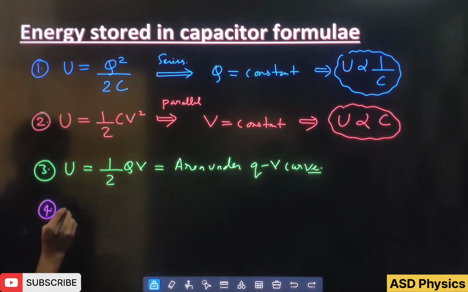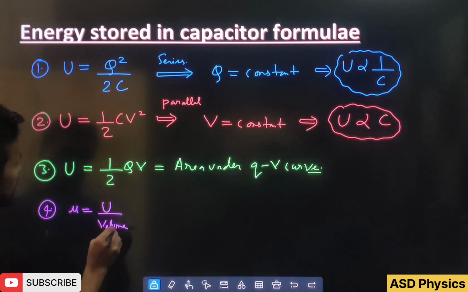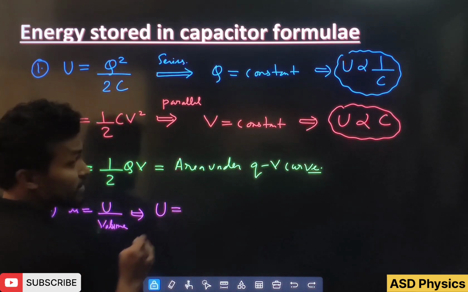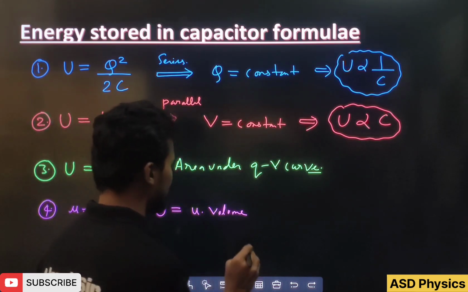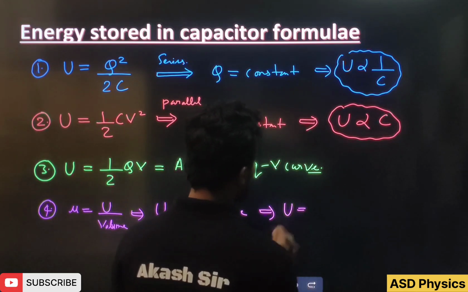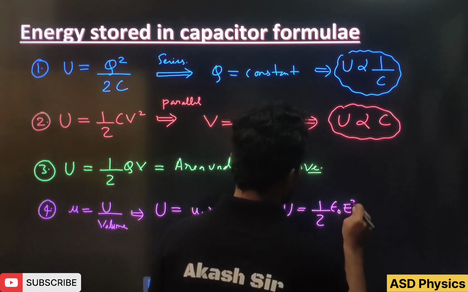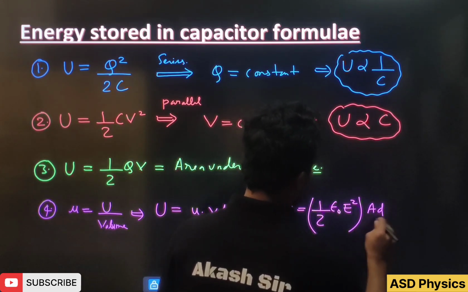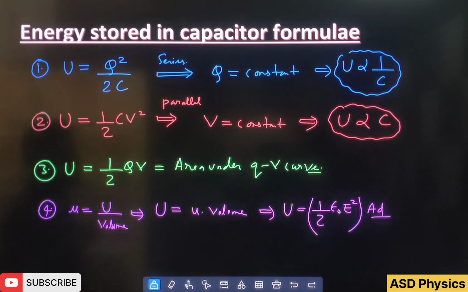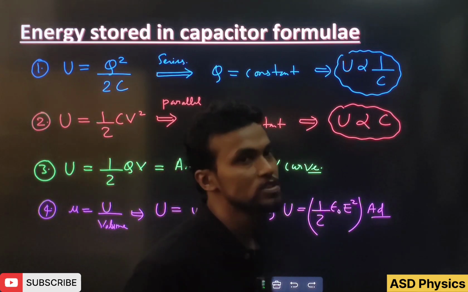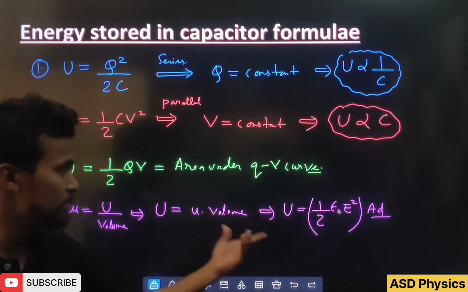As I have taught you, small u equals capital U by volume. So from here, capital U equals small u into volume. What is small u? Energy density. Sometimes they ask from here also: energy density is half epsilon naught E square, and the volume is AD. So sometimes they may ask in this form also. How many forms are there? We have the first form Q square by 2C for series connection, half CV square for parallel connection, half QV for the graph area, and sometimes they may ask in this form also.